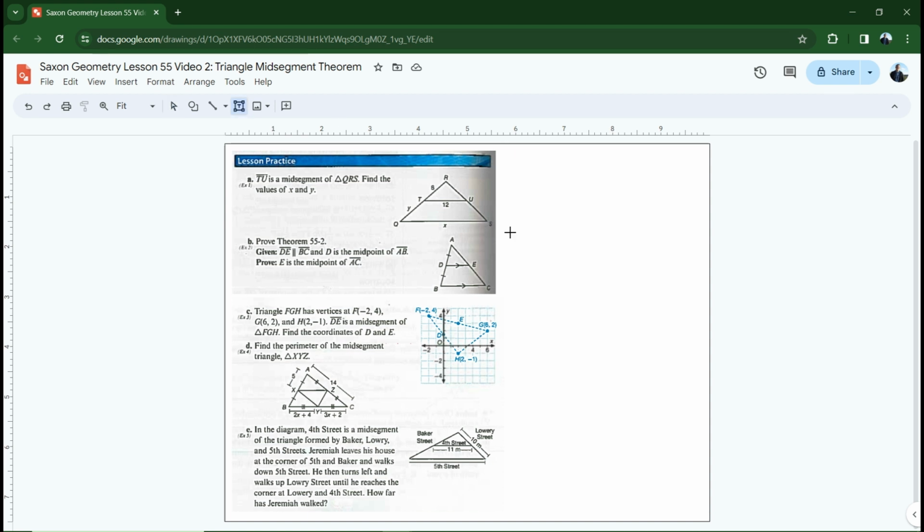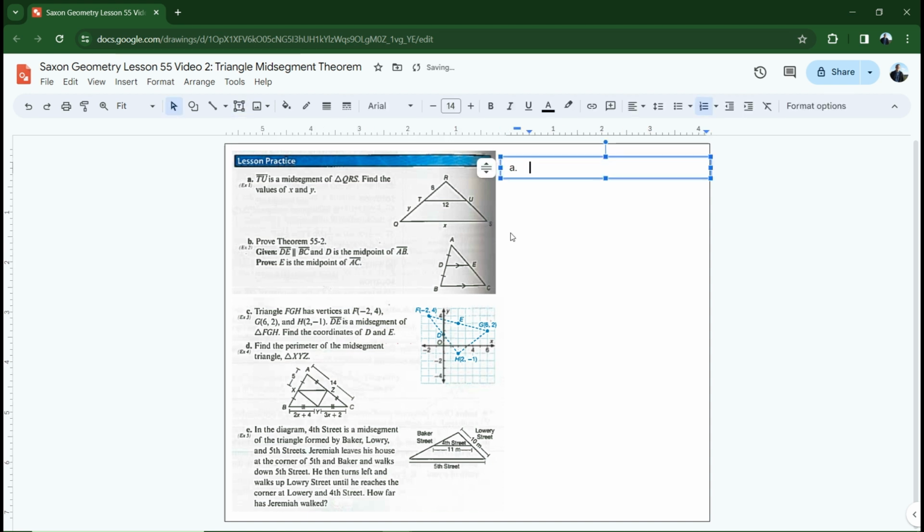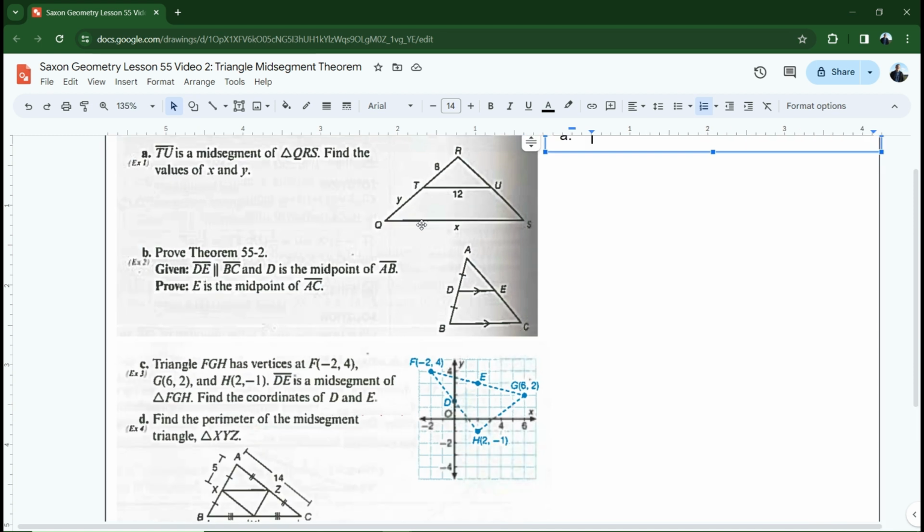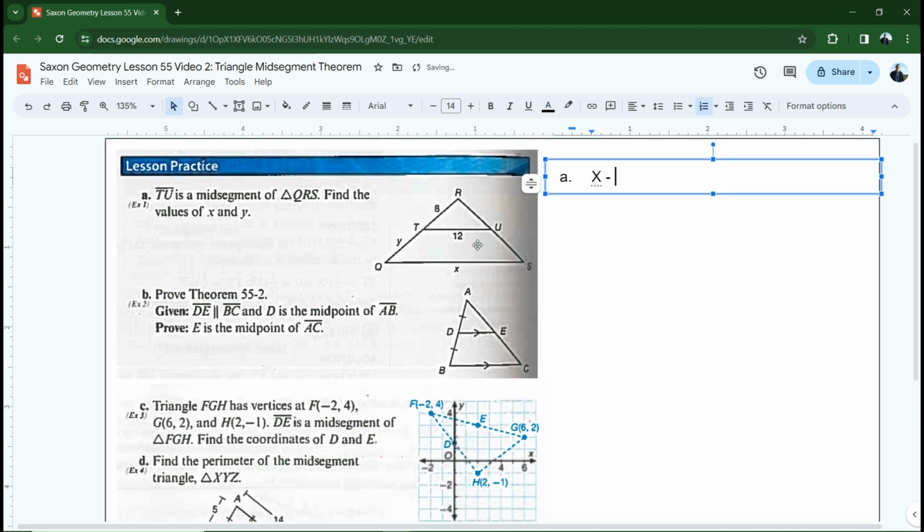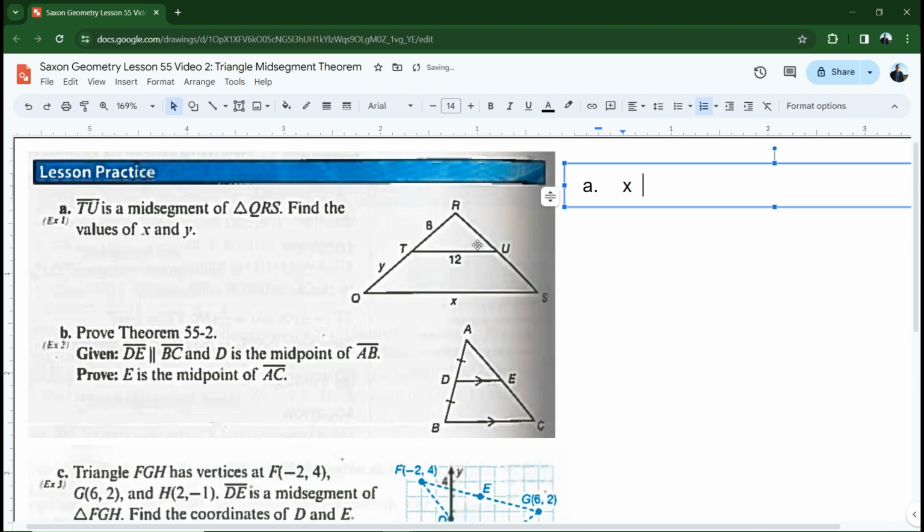In letter A, it says that TU is the midsegment of QRS. Find the values of x and y. Well, we know that the midsegment is half the length of the opposite segment, the segment that it's not touching, right? So 12 has to be half the length of x. x equals 24.